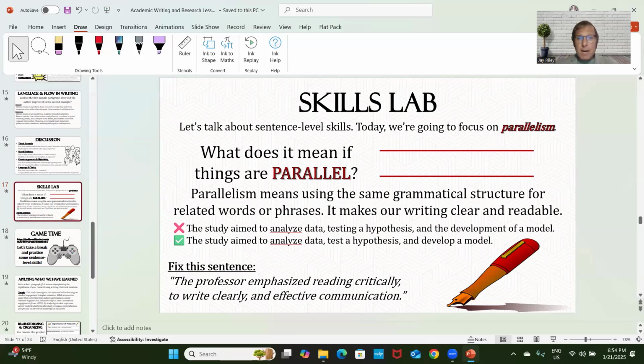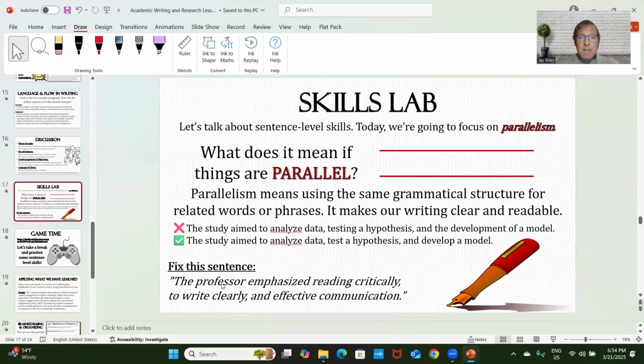Okay, so here I've got this first sentence. It says, the study aimed to analyze data, testing a hypothesis, and the development of a model. Now, this is not a parallel structure because these three verb forms, analyze, testing, and the development, okay, we're all over the place here. Okay, let's go to this second example. The study aimed to analyze data, test a hypothesis, and develop a model. So we've got three instances of the bare infinitive, analyze, test, and develop.